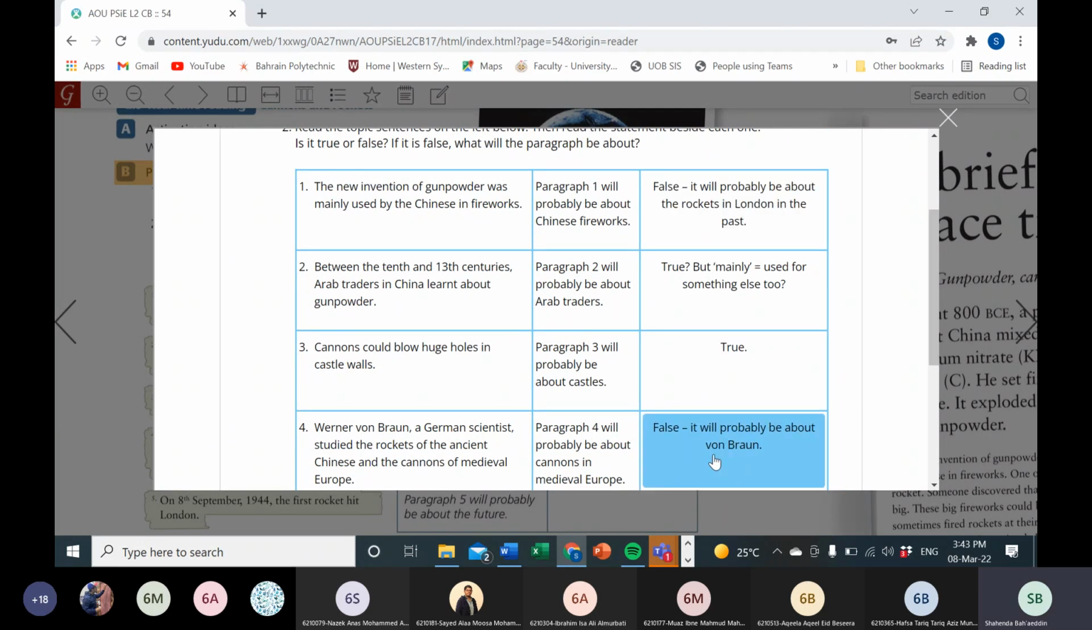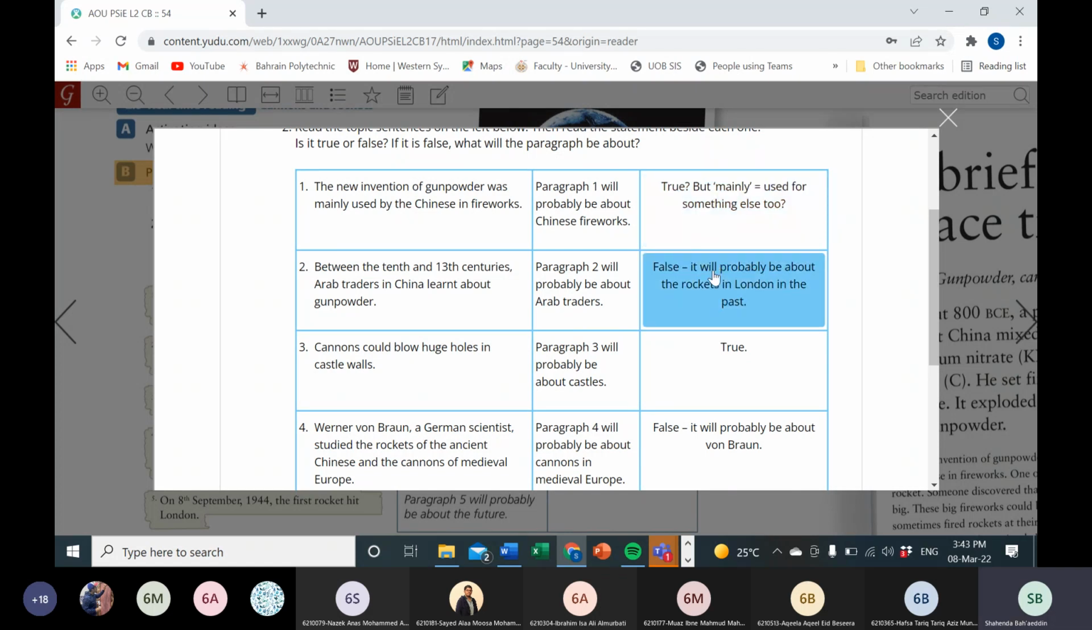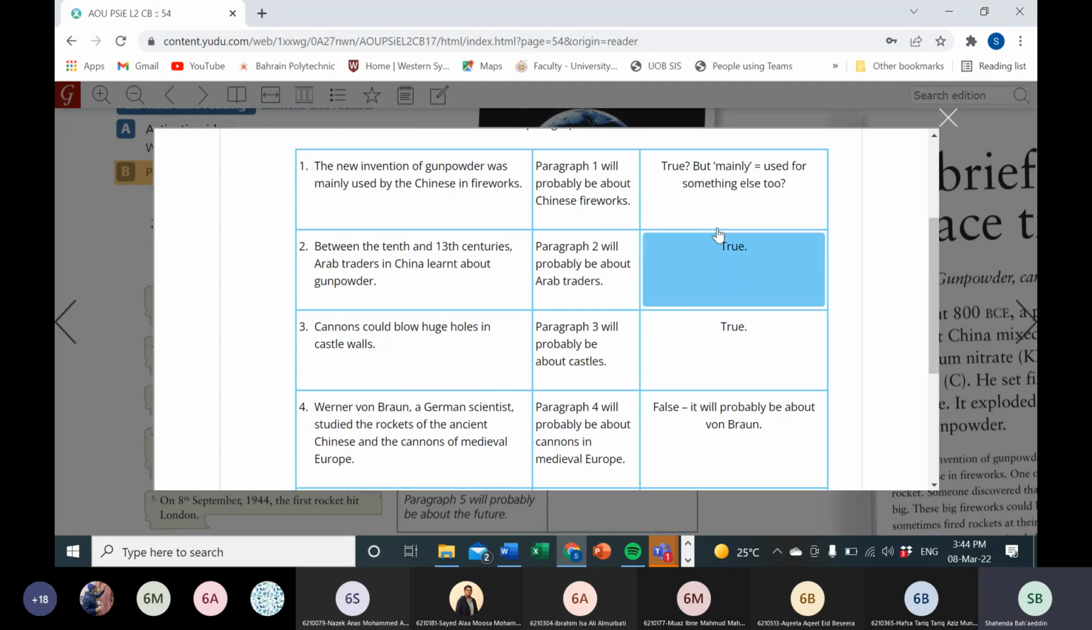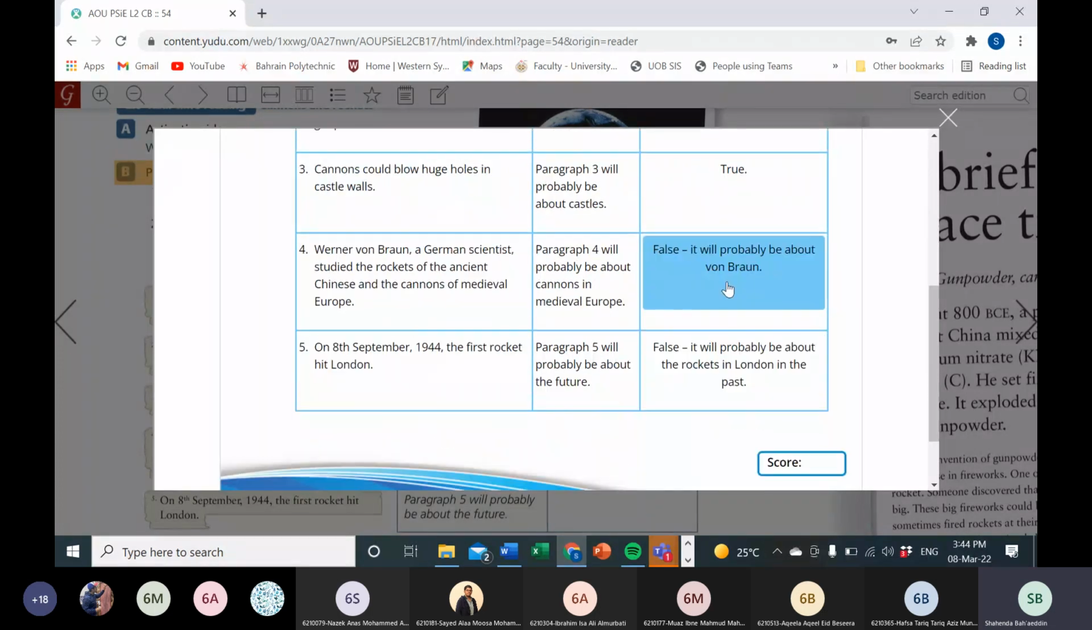It is like this here, and this one is here, and this one will go to the last one, and here we'll have true. So we have true, true, true, false, and the last one is also false.